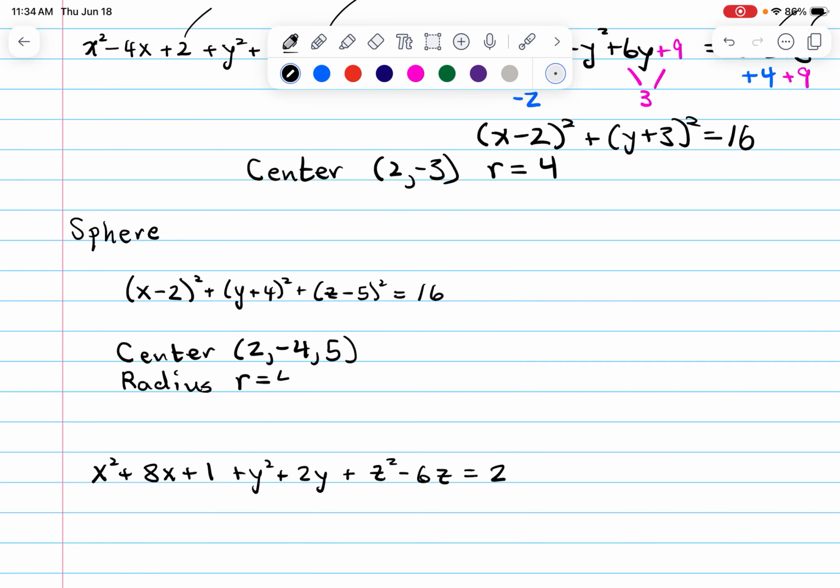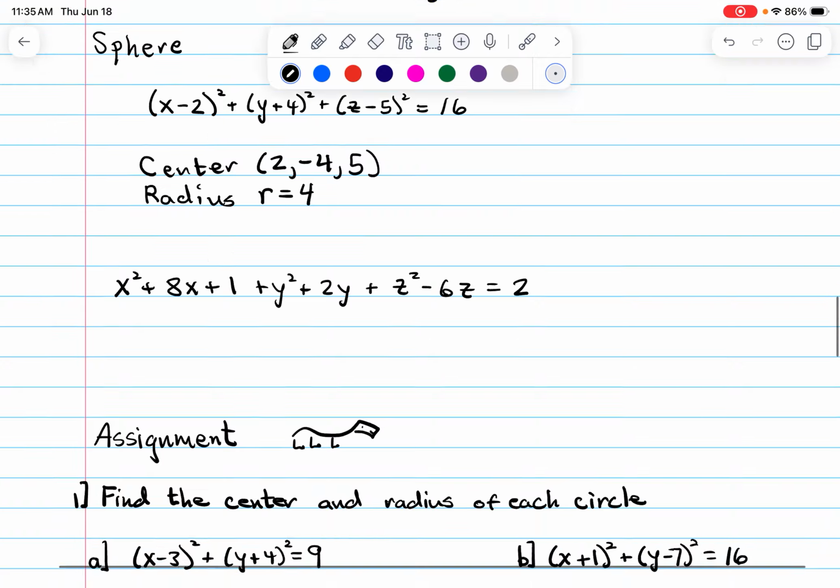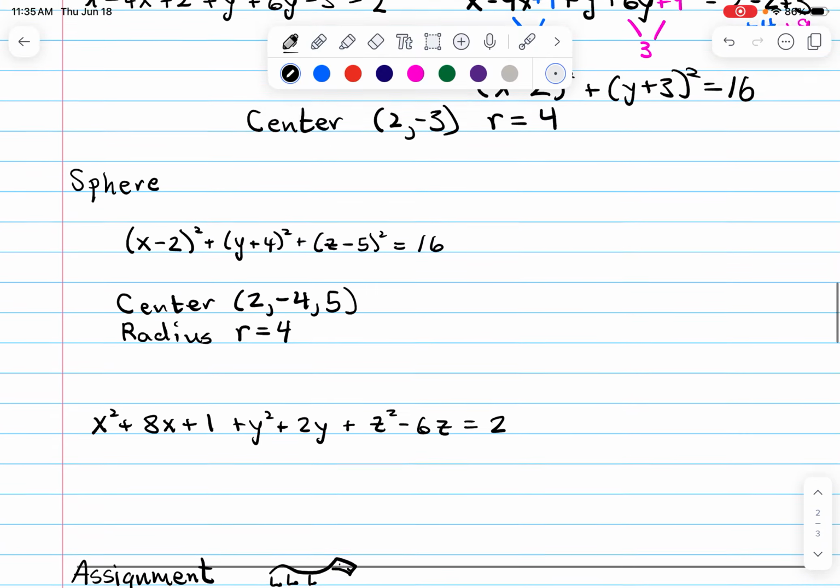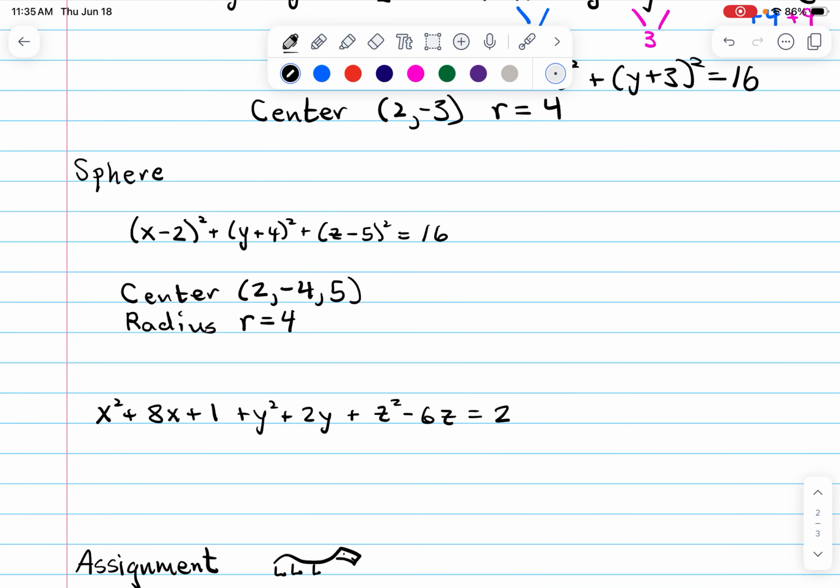Okay, so not a lot changes. You're still using the Pythagorean theorem, but it's a little more involved to see, but it's still the same principle. Okay, so let's see how this works. I've got a sphere here, and I'm thinking it's a sphere because it's an x squared, a y squared, and a z squared.